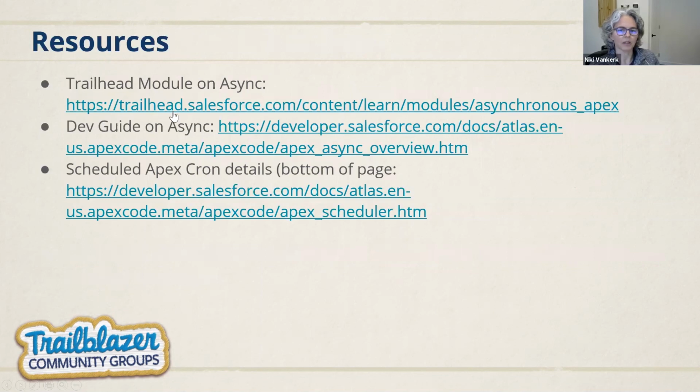So here's just a couple of resources that might be of interest. There's a module about Asynchronous Apex. I think if you've done RAD, you've probably had to go through them already. But it's a nice little learning module for each one of the 4 things I talked about. And there's also, if you want to get super geeky, the dev guide. It gives you a lot more detail about each of the 4. And then I also put a link in here for some feedback on how to create these cron expressions.